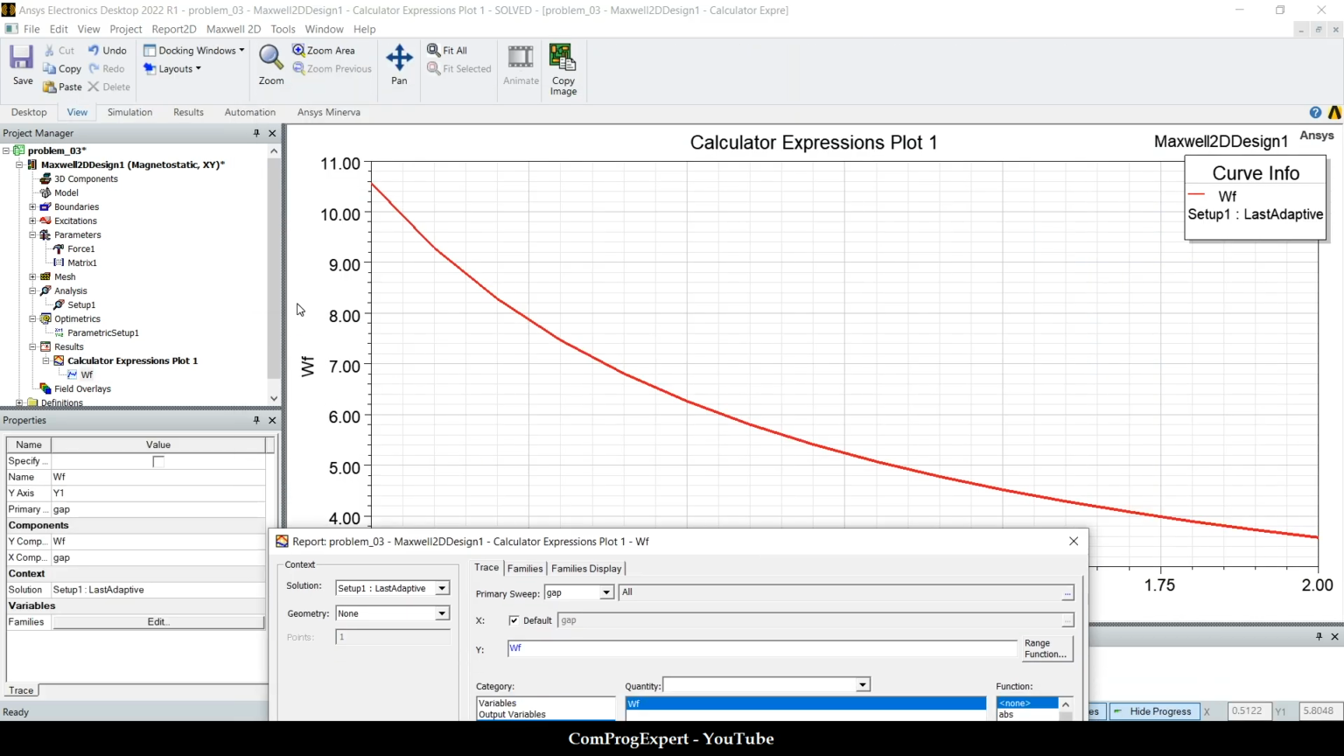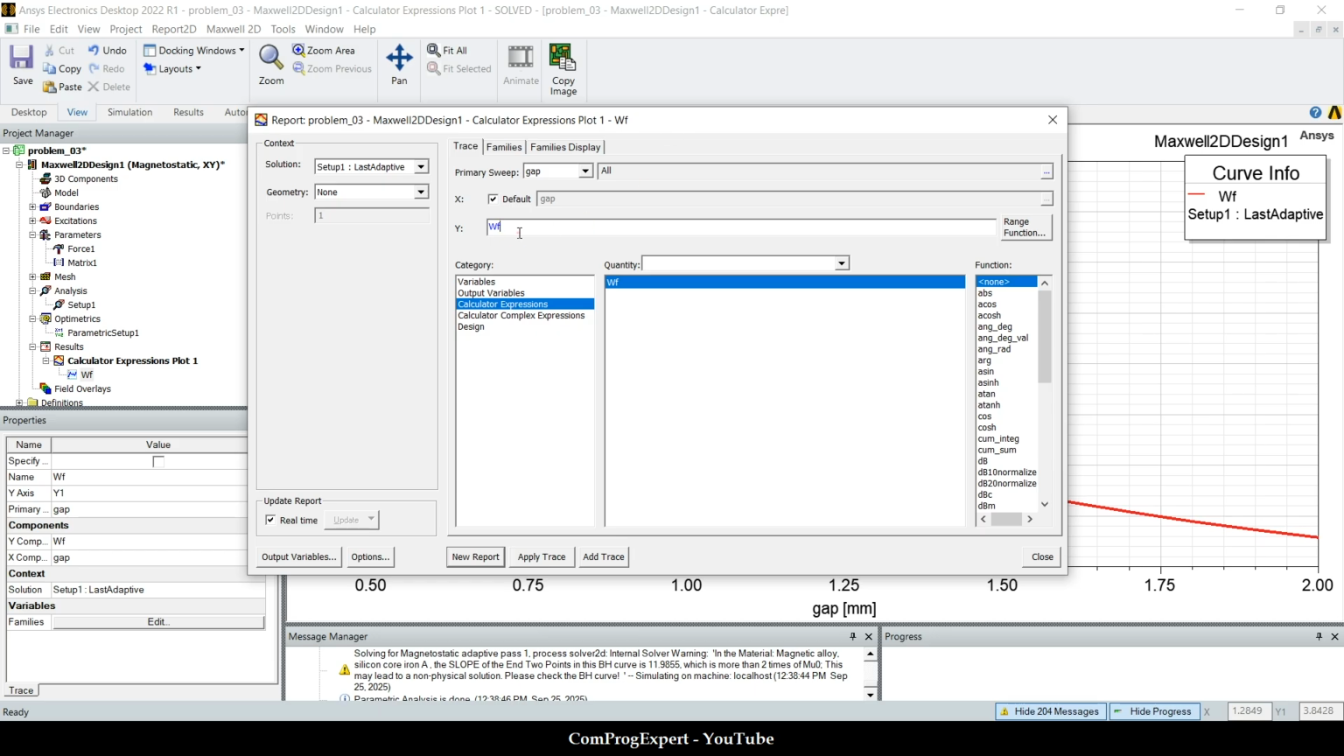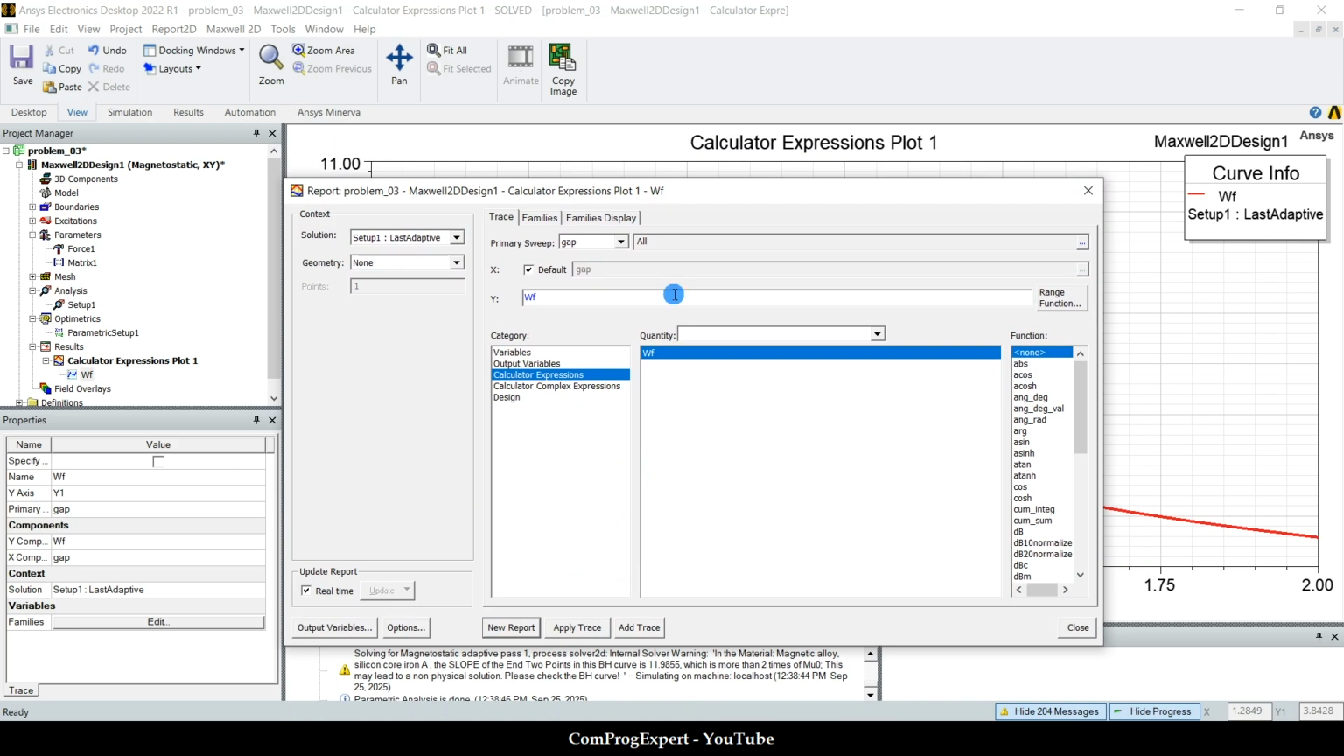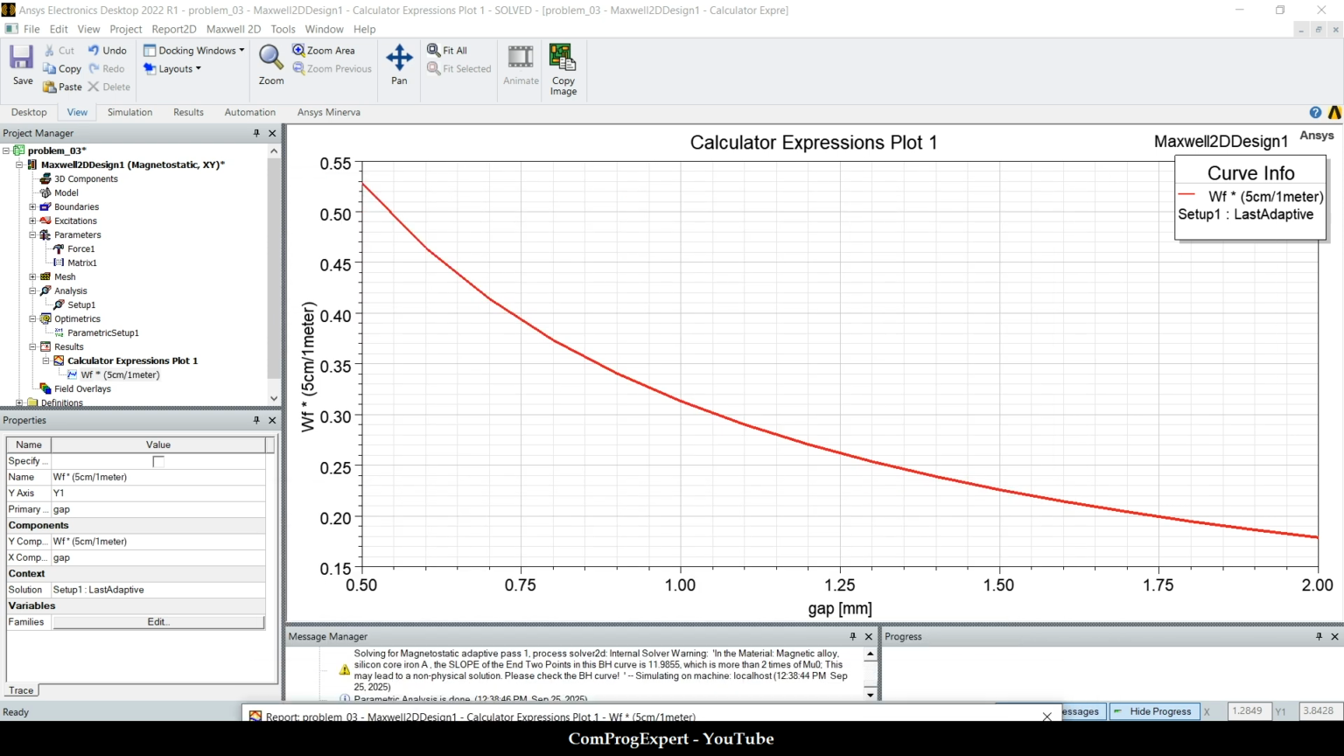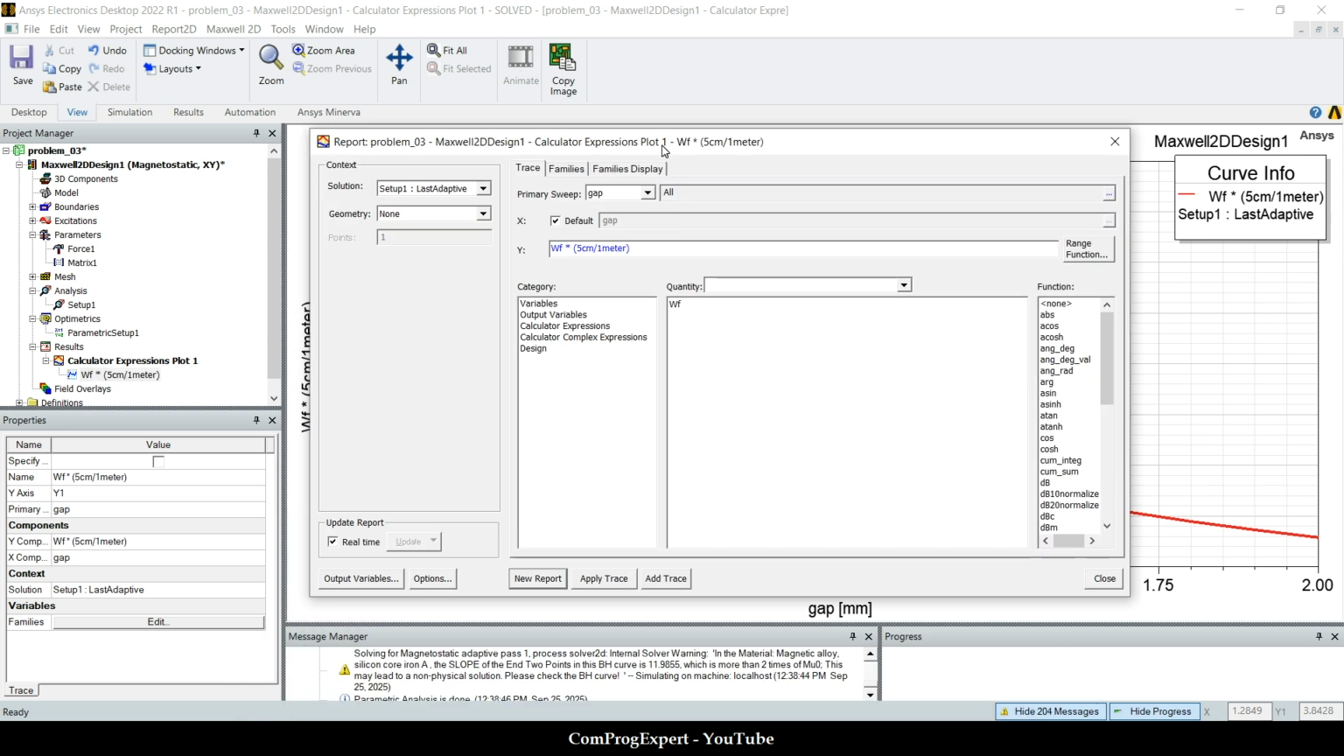this output variable that we defined from the field report, this parameter, the energy as a function of the gap. So is this number correct or not? We should first modify it by the depth of the problem. So 5 centimeter divided by 1 meter. Apply. This is the right value of the energy.